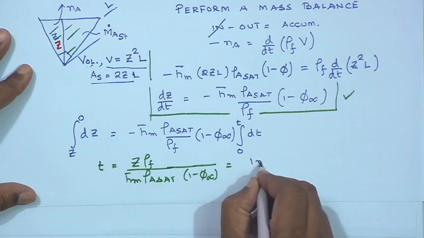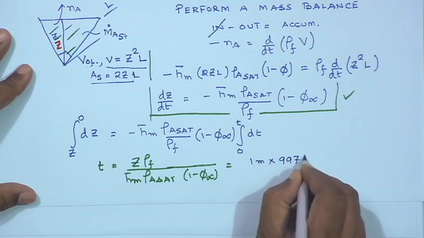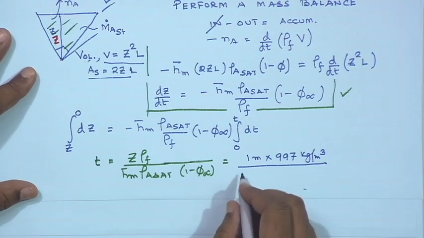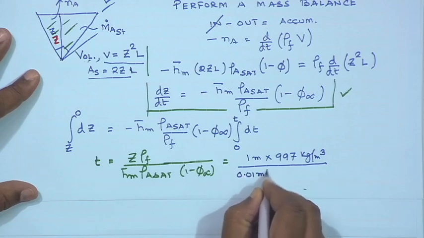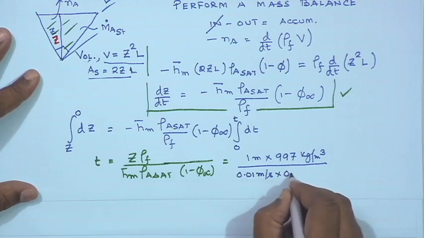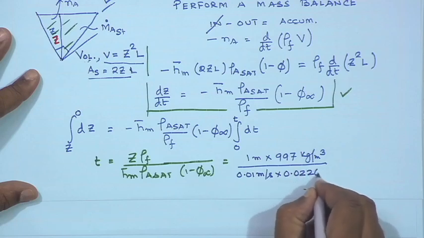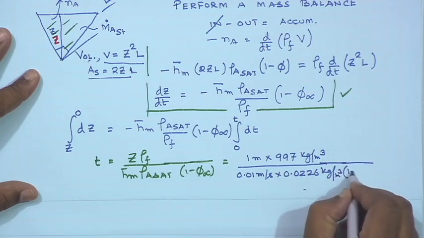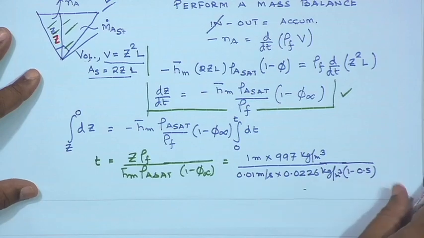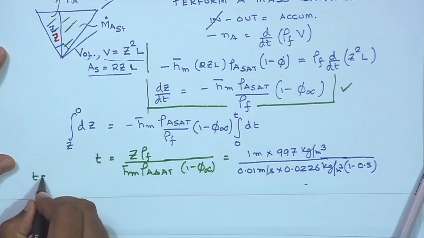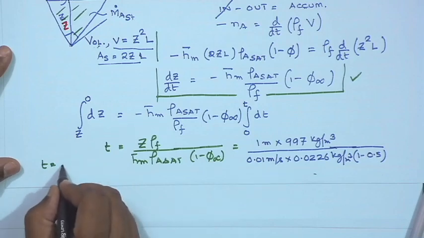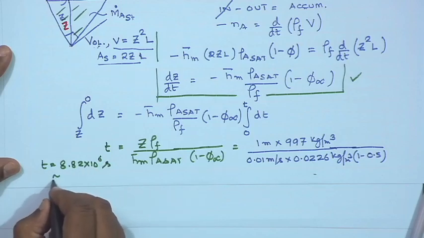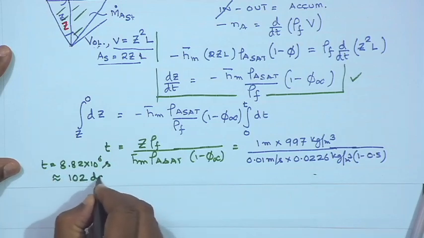So, z starts with 1 meter, rho f is 997 kg per meter cube, h bar m, which we have calculated to be 0.01 meter per second, the value of rho A sat is 0.0226 kg per meter cube, and this is simply 1 minus 0.5. So, this T that you would finally get as the answer to the problem is equal to 8.82 into 10 to the power 6 seconds, which is roughly equal to 102 days.